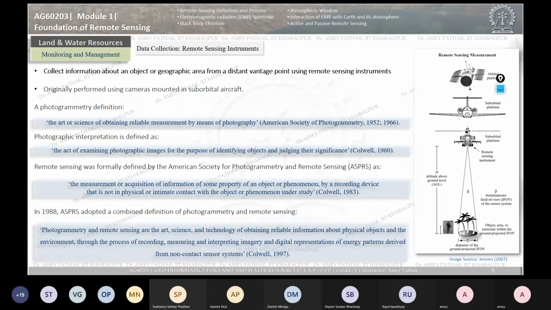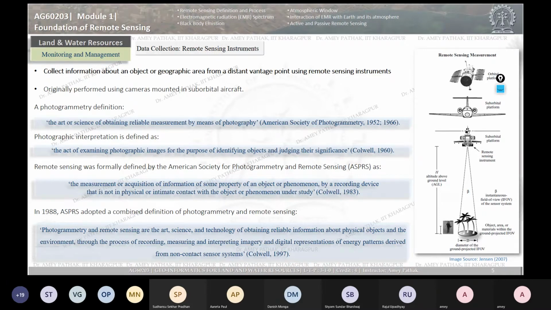Remote sensing was formally defined by the American Society of Photogrammetry and Remote Sensing, ASPRS, as the measurement or acquisition of information of some property of an object or phenomena by a recording device that is not in physical or intimate contact with the object or phenomena under study. So that was a standard definition of remote sensing.